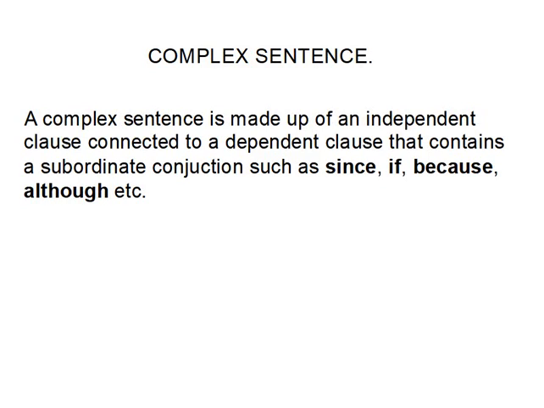Going to start looking at complex sentences. Complex sentences. Now pay attention because it might confuse you with the compound sentences. A complex sentence is made up of an independent clause connected to a dependent clause that contains a subordinate conjunction such as since, if, because, although. Now, when we explain the examples, I'm sure you will get a clear understanding of what a complex sentence is.